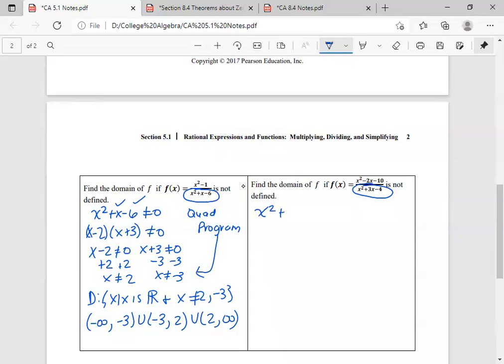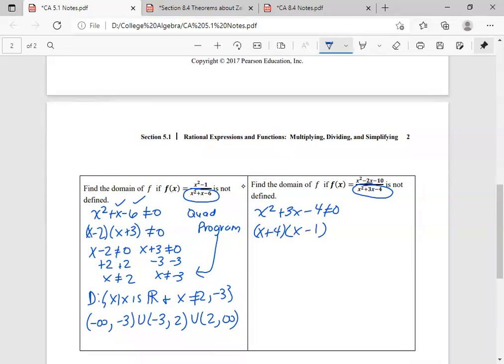Same thing on this one. We're looking for what makes this thing equal to 0 because that's where we have a problem. So at this point, you could absolutely use the quad program and figure out where's your problem. Or you could factor it and say what multiplies to negative 4 and adds to 3. That's going to be x plus 4, x minus 1.